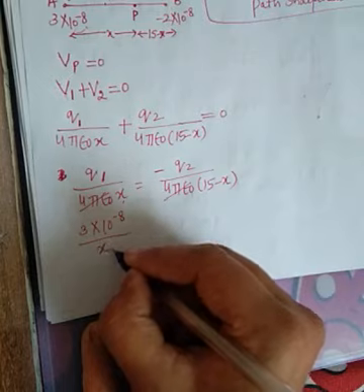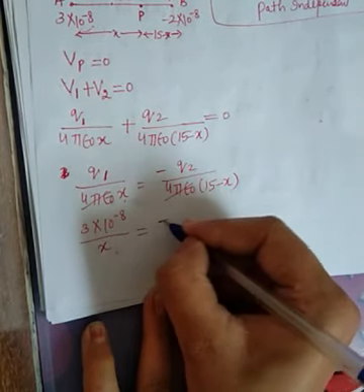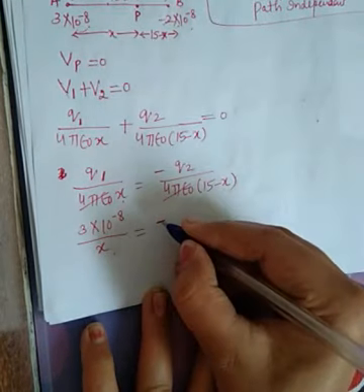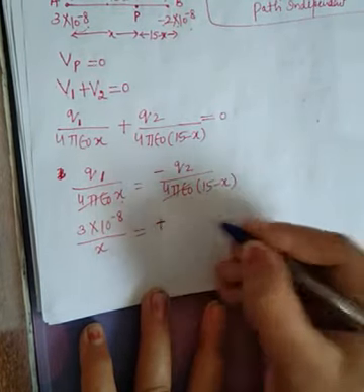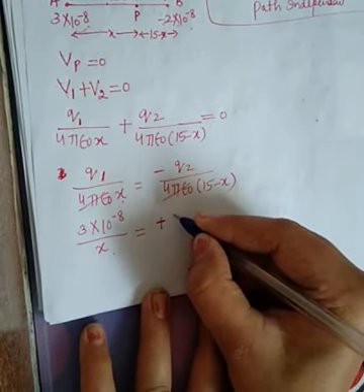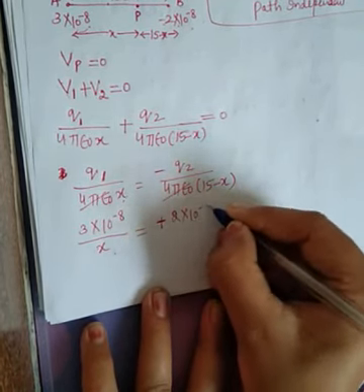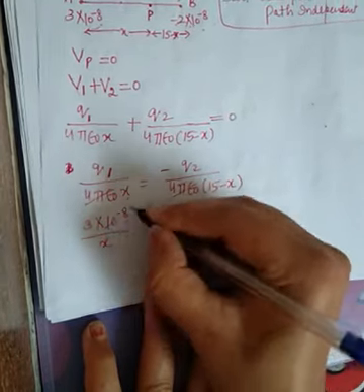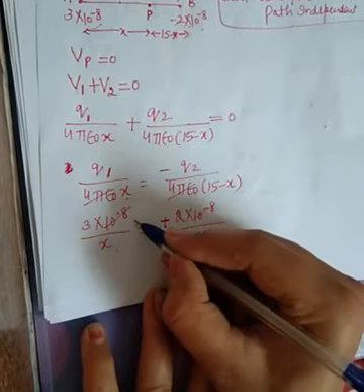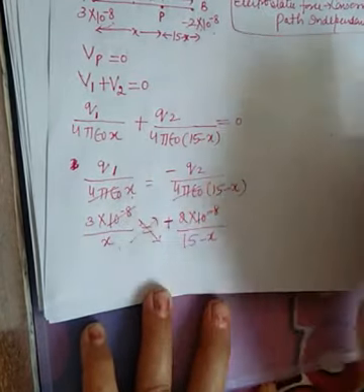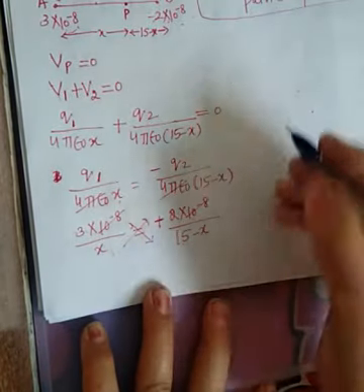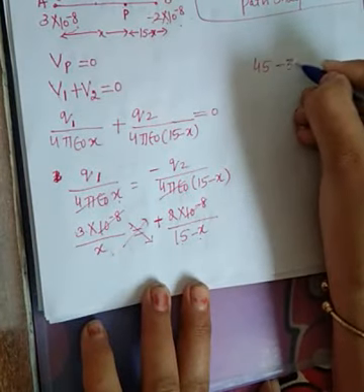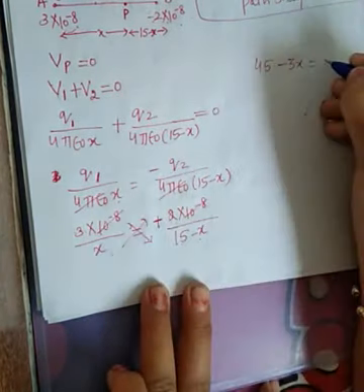What about x? Let it be x again. What about q2? q2 is minus 2 into 10 raised to power minus 8. Minus merging gives plus, that is 2 into 10 raised to power minus 8 upon 15 minus x. Minus 8 cancels with minus 8. On cross multiplying we get 3 into (15 minus x). 3 15s are 45 minus 3x, that is equal to 2x.